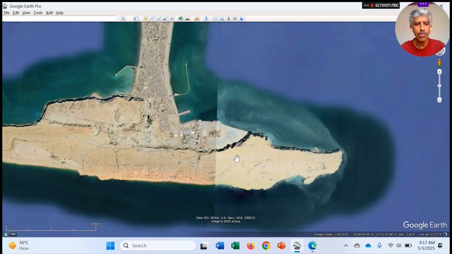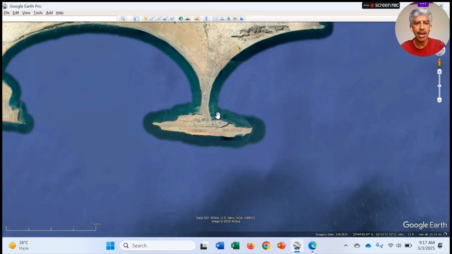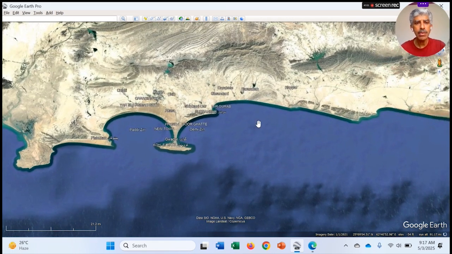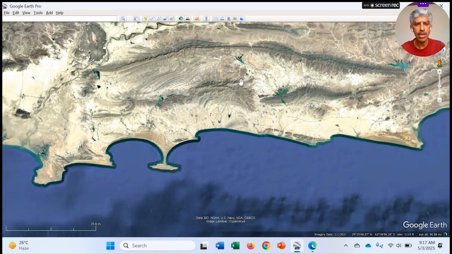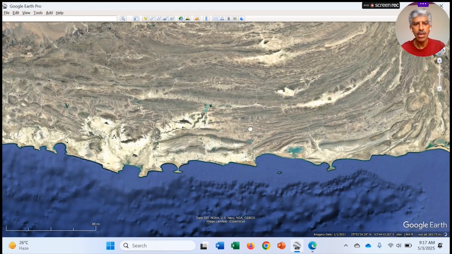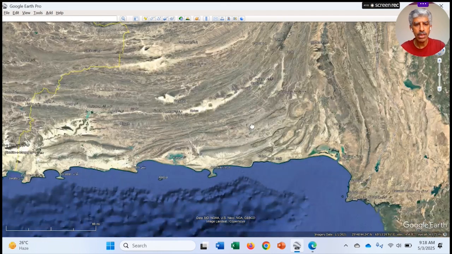So Gwadar is considered a deep sea port, as you can see that it is right in the Arabian Sea, and even the biggest ships can easily anchor over here in this port area. So this is really very important. And from here the CPEC also starts to connect Pakistan with China, increasing the importance of the coastal area of Pakistan. So this is a really very important region for Pakistan.